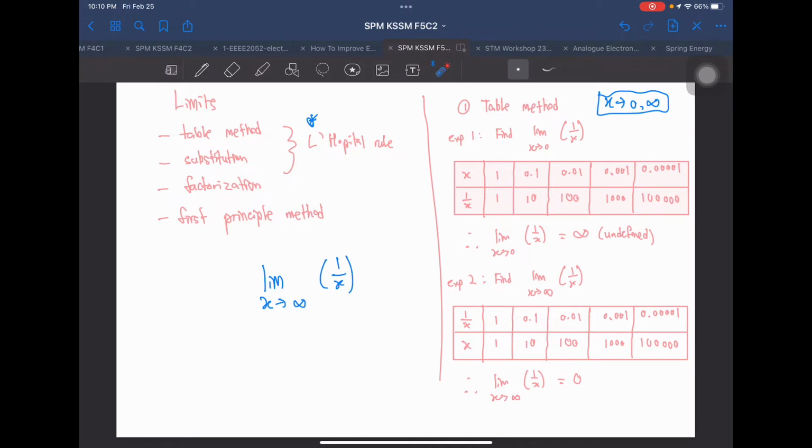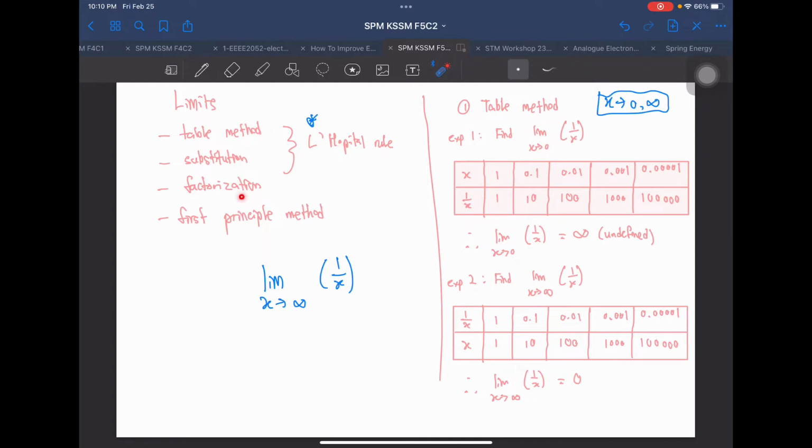So as you can see here, this is a summary of limits: first, the table method; second, substitution; third, factorization; fourth, the first principle method. And today I'm going to introduce an extra one, which is L'Hopital's rule, and you might learn it in pre-U if you're going to further your study in the future. This can help you to check if the answers from your first three methods are correct.